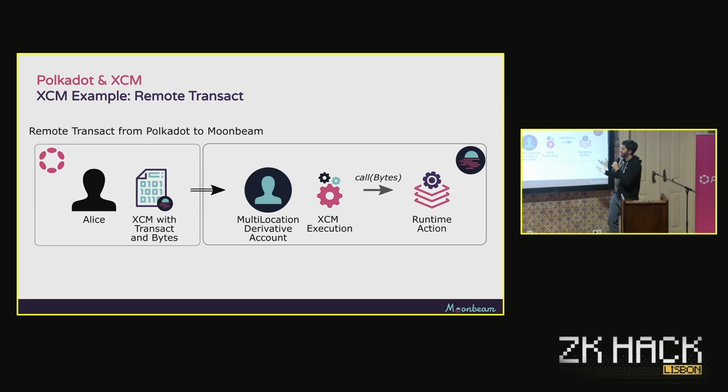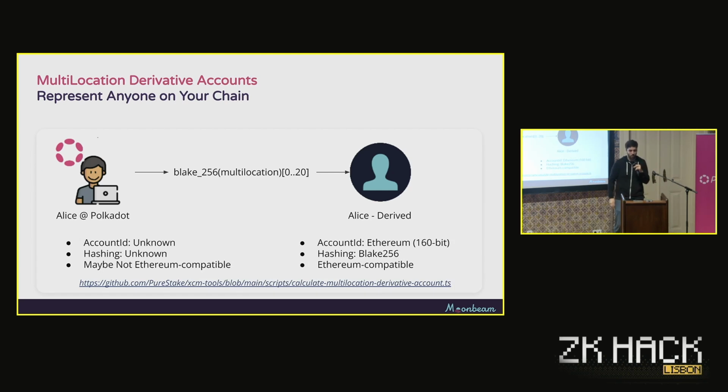And the way that this is executed is through a special dispatcher called the multi-location derivative account. And this is basically, in the context of the EVM, the message sender, all right? Because Alice on Polkadot doesn't really have an account on Moonbeam. And the way that this works is that we create an account for her via this special mechanism called the multi-location derivative account. And with this I can probably stop for some questions as well.